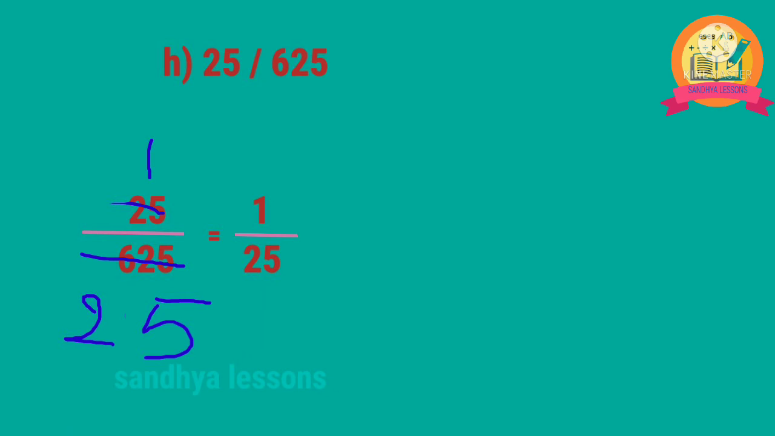H problem, 25 by 625. We can cancel 25 and 625 in 25 table. 25 ones are 25 and 25 25s are 625. So the simple form is 1 by 25.